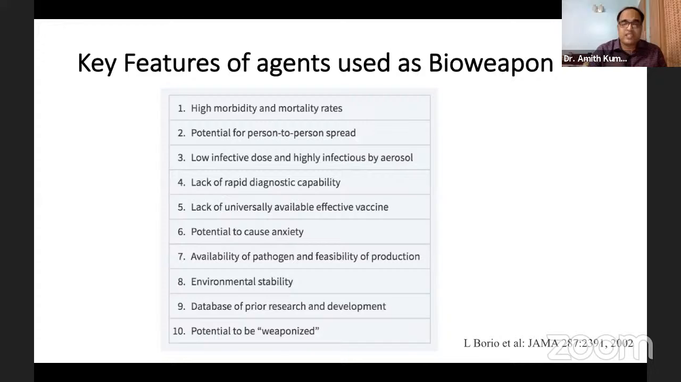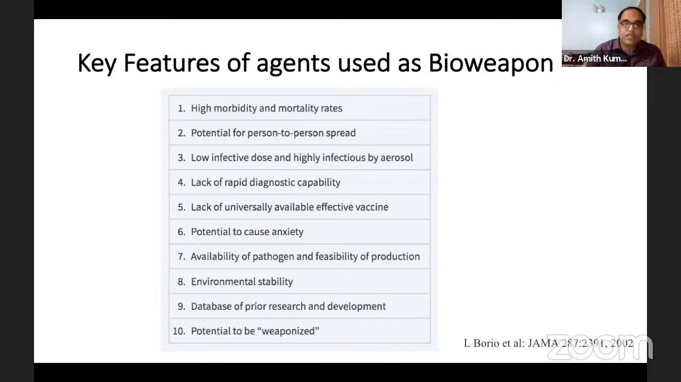So what are the key features of agents used as bioweapons? When we think about a particular thing being used as a bioweapon, we have to understand that it has to be something that can produce high morbidity and mortality rates. It needs the potential for person to person spread: you infect a person, and that person goes on to infect another. So 1 becomes 2, 2 becomes 4, and thereon.